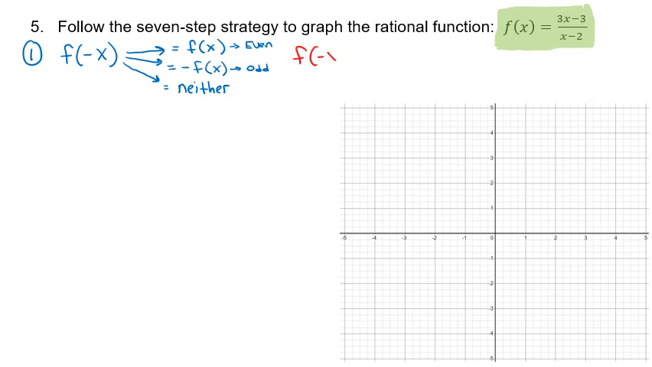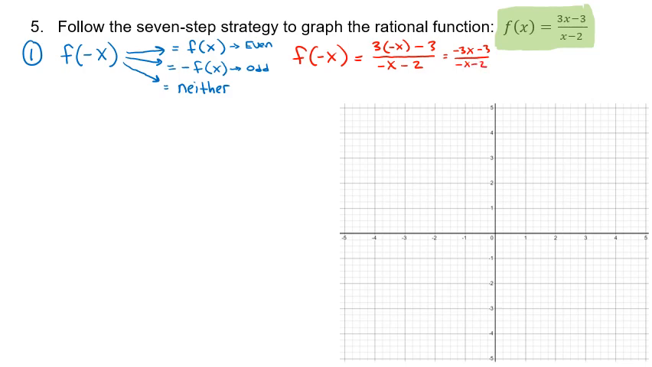f of negative x is equal to, well, replace every x with a negative x. So instead of 3 times x minus 3, it's 3 times negative x minus 3. And then on the bottom, instead of x minus 2, it's negative x minus 2. Okay, so that's negative 3x minus 3 on top, negative x minus 2 on the bottom.